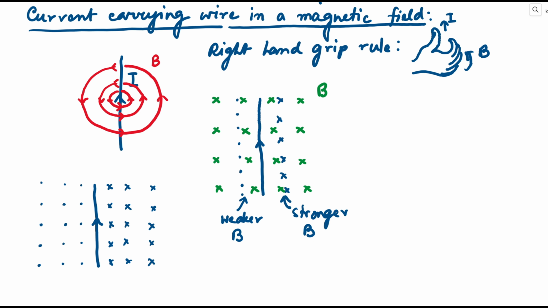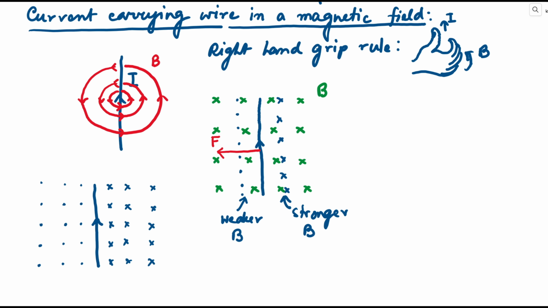Okay, so because of this magnetic field being stronger on one side of the wire and weaker on the other side of the wire, overall there will be a force pushing the wire from the stronger magnetic field towards the weaker magnetic field. So on the wire there will be a force acting in this direction. And this is the electromagnetic force known as the Lorentz force acting on a current carrying wire placed in an external magnetic field. And this force is a result of the interaction between the two magnetic fields.